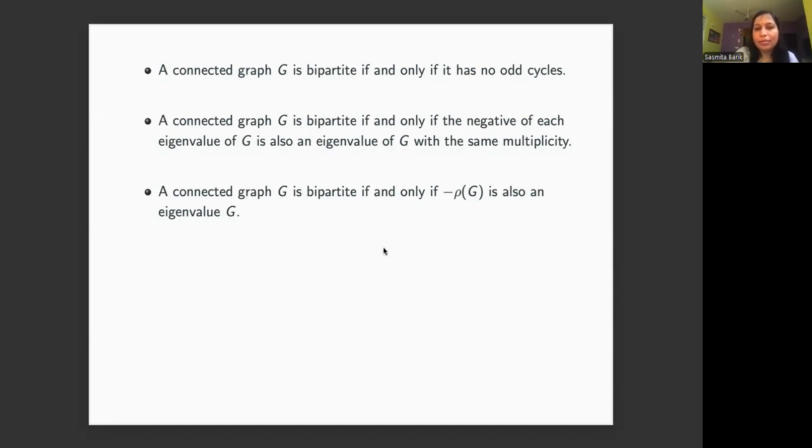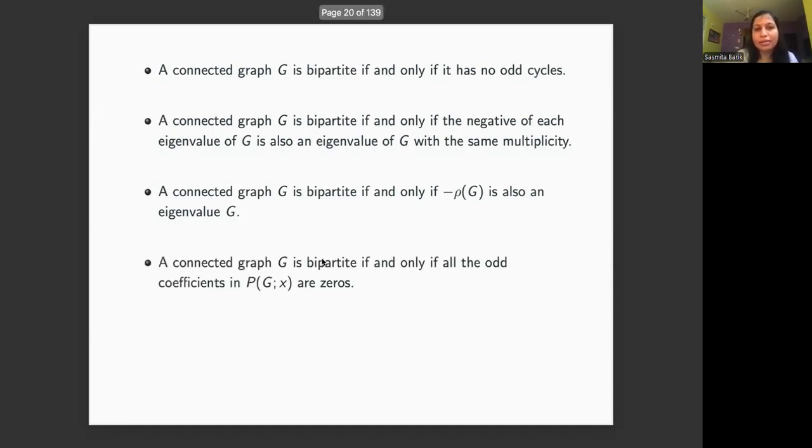But nicely, the next result says that a graph is bipartite if and only if all the odd coefficients in the characteristic polynomial are zero. So basically, by looking at the characteristic polynomial, you can decide whether the graph is bipartite or not. If all the odd coefficients vanish, then you can say directly it is bipartite. This last one is the most useful, because just calculating the characteristic polynomial is not a difficult thing. So this way you can know.